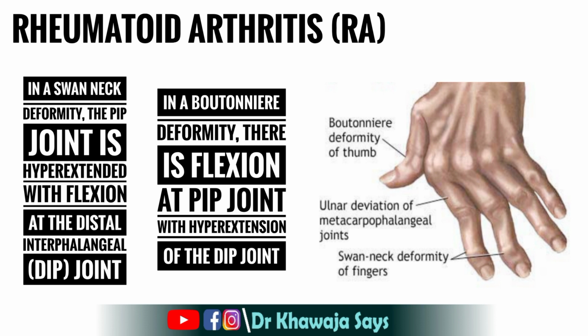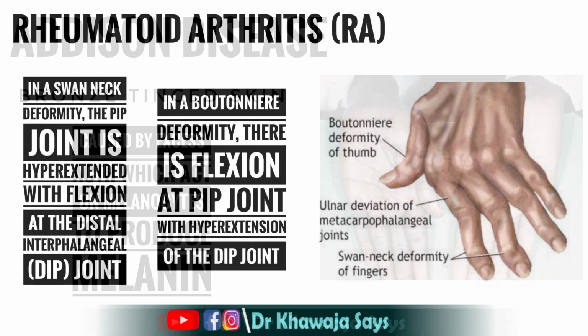Rheumatoid arthritis. In a swan neck deformity, the proximal interphalangeal joint is hyperextended with flexion at the distal interphalangeal joint. In a boutonniere deformity, there is flexion of proximal interphalangeal joint with hyperextension of the distal interphalangeal joint.